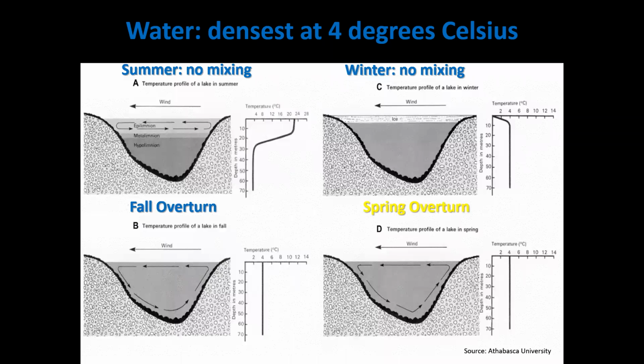So we've gone through summer where there's no mixing. We've gone to fall where there's the fall overturn. We go to winter where there's no mixing again. And then we go to spring again where it warms up. Everything again gets to 4 degrees Celsius and can mix, and you have the spring overturn.